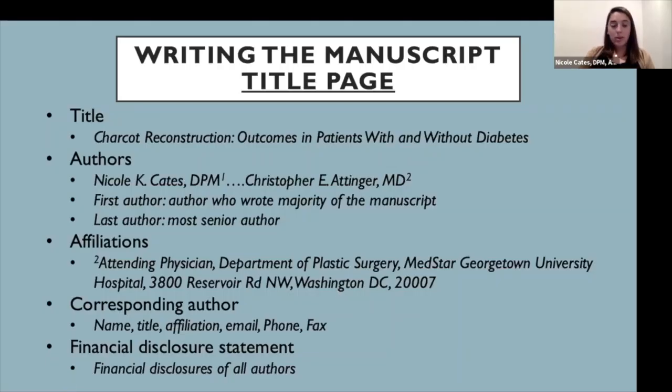And then you have a section following that for the corresponding author. In that area, you have their name, their title, affiliation, email, phone number, fax. So it's just a way for the journal or whoever needs to get in touch with them to have all their information. And this can be either the primary author or the most senior author. That's just determined between the authors, of who wants to be the corresponding author.